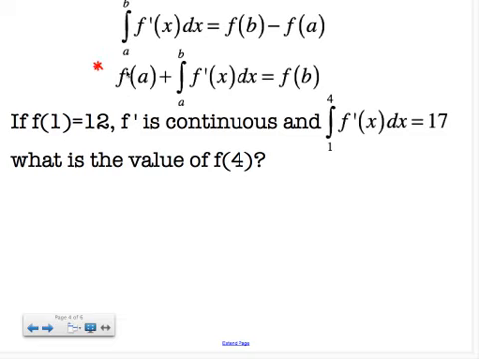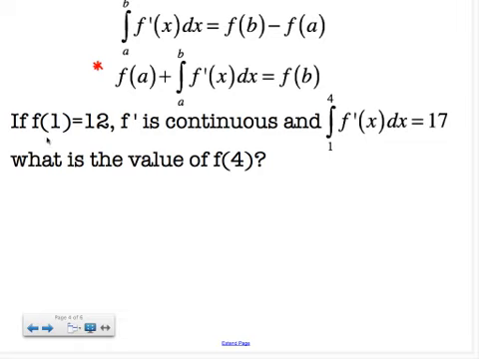It says that my function value at time a added to the integral, which remember represents the change in the function f from a to b, will give me my value at b. That makes sense. I took where I started plus the change, and that's where I am now, f of b. And we're going to use this little formula, or this relationship, I should say, quite a bit.